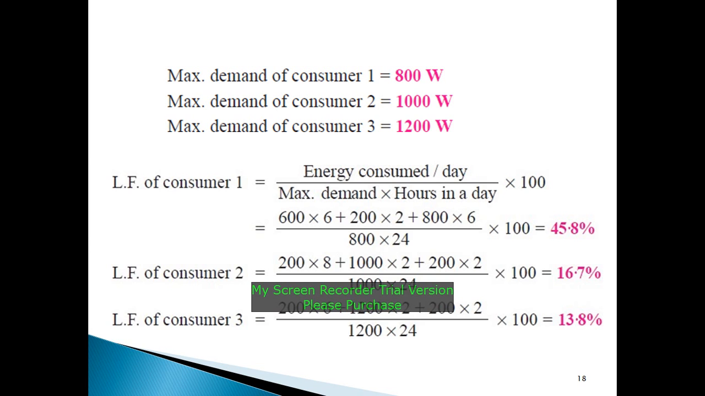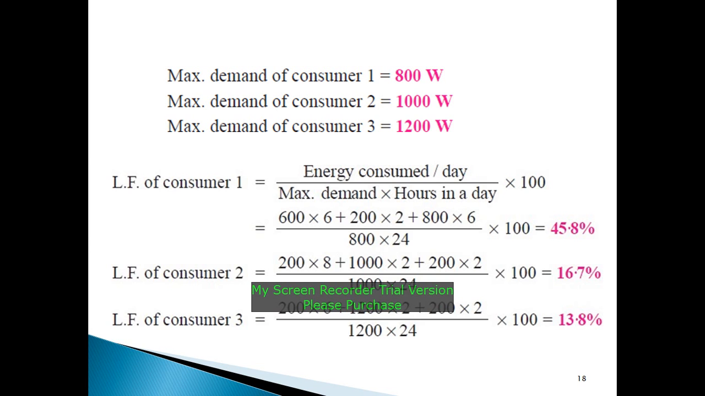Similarly, we can calculate the load factor for consumer 2. Consumer 2 consumes 200 watts for 8 hours, 1000 watts for 2 hours, and 200 watts for 2 hours. I am sorry, it is represented in watts, not megawatts, and I mistakenly presented it that way. Sorry.